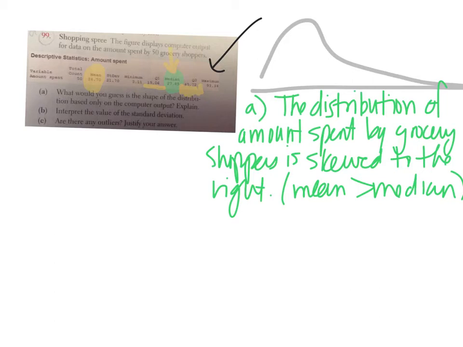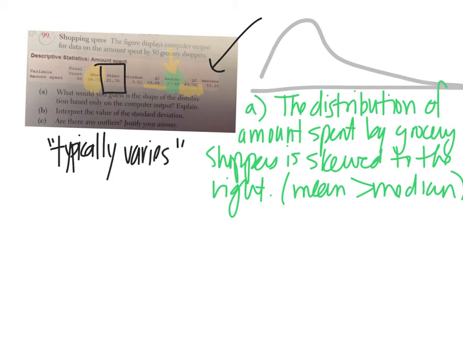All right, interpret the value of the standard deviation. This is also really important. You guys have to be able to interpret standard deviation. I've told you before that it's the average distance from the mean, so you can use those words. I love to use the phrase typically varies, because that's saying it's an average distance from the mean. It typically varies from this much.